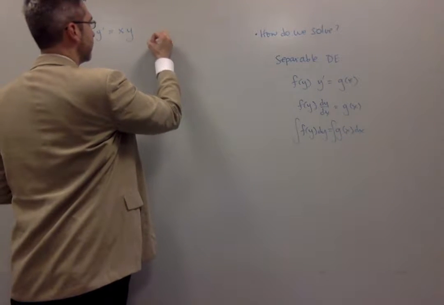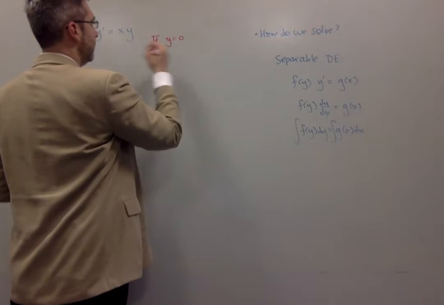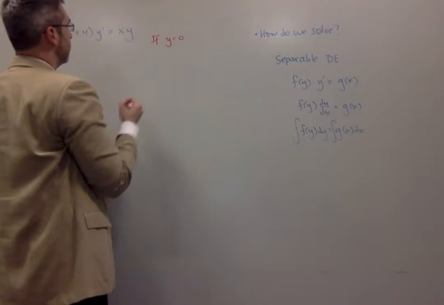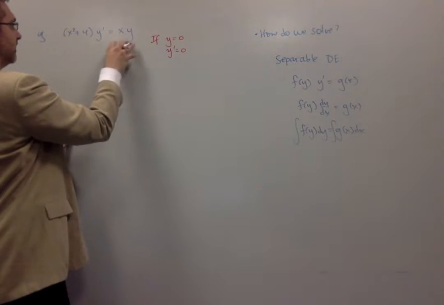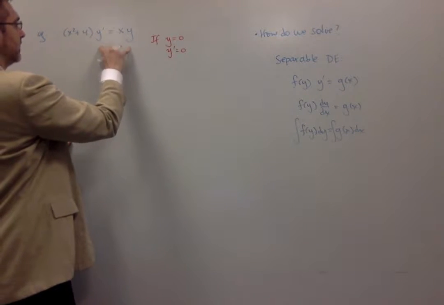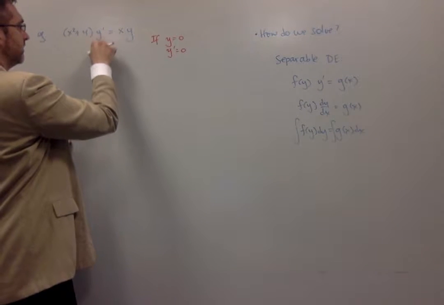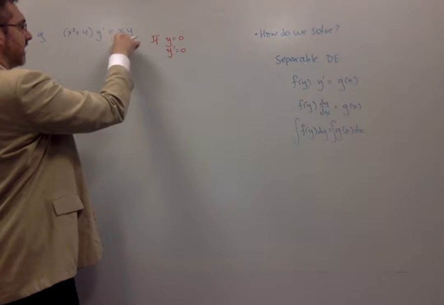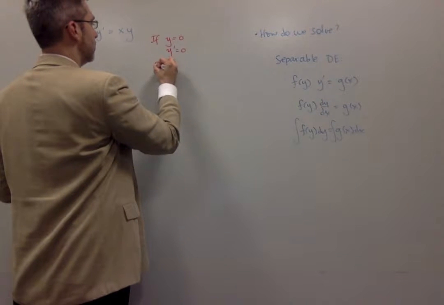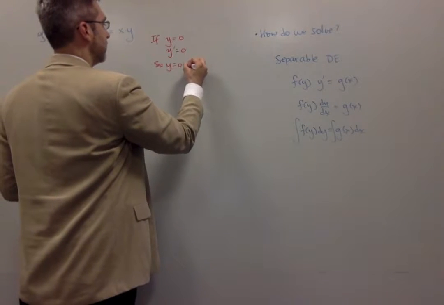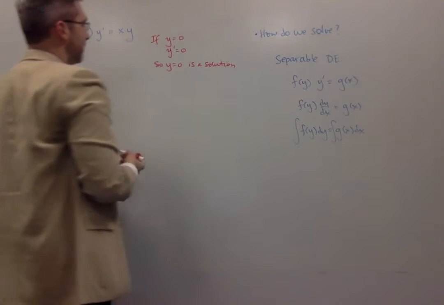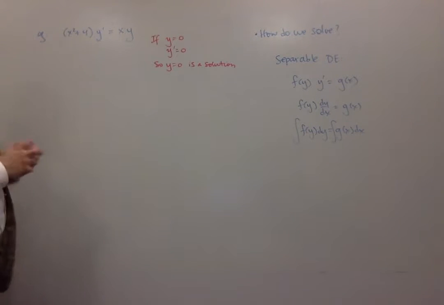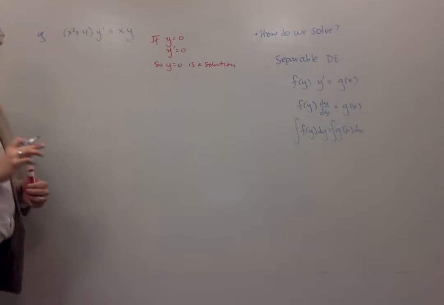So if y is the constant function 0, notice that y prime would be 0, and that actually solves this equation. So if I plug that in, x squared plus 4 times the 0 function equals x times the 0 function. So y equals 0 is a solution. That's one of the many solutions to this differential equation that we're looking for. Okay, it's not the only one, but it's one of them.